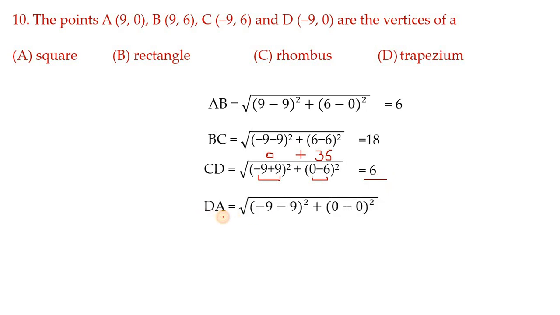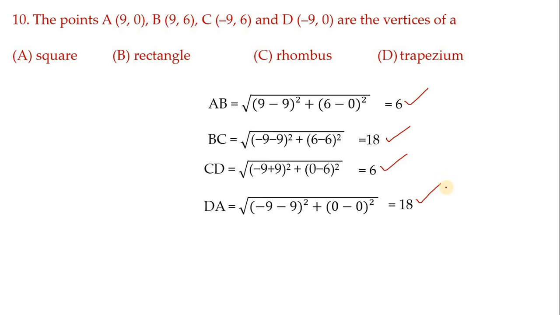Similarly let us find DA. We get here minus 9 minus 9, that is minus 18 square, and here we will get 0 only. As I said, square and square root will get cancelled. So what will be left out? 18. Now observe the values. So here two pairs of opposite sides are equal, I mean opposite sides are equal.